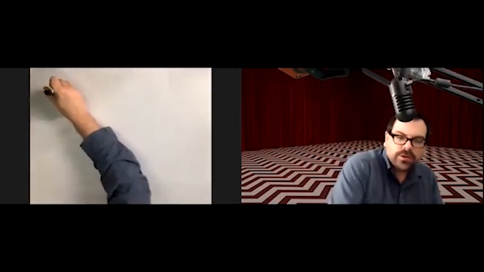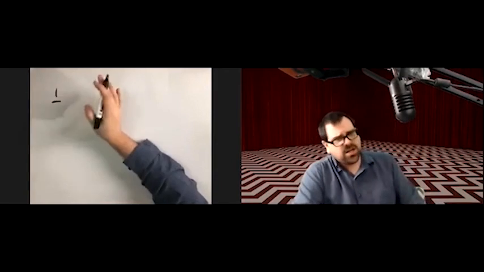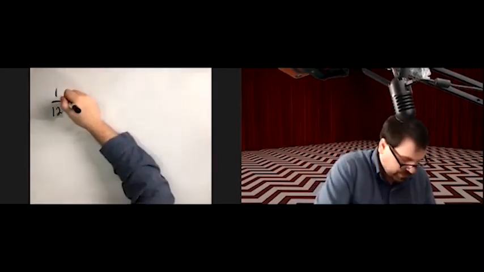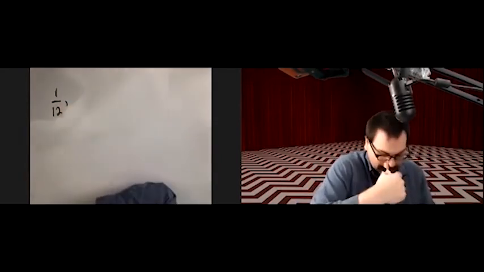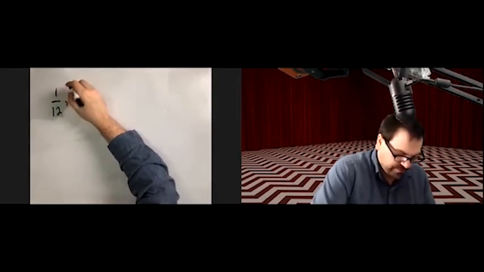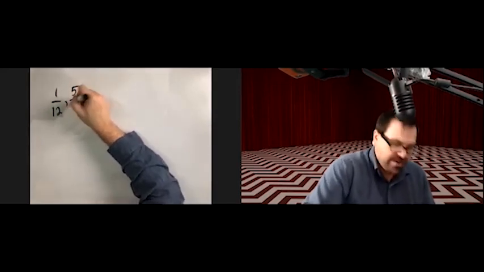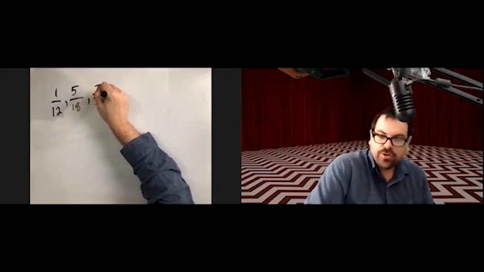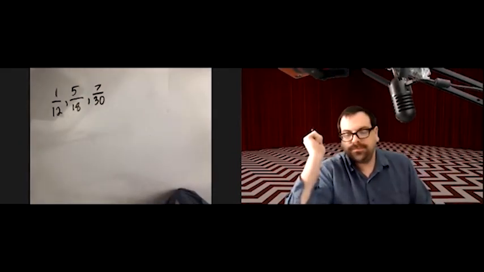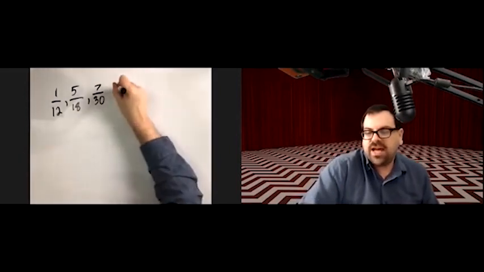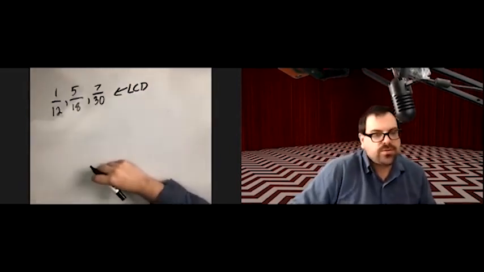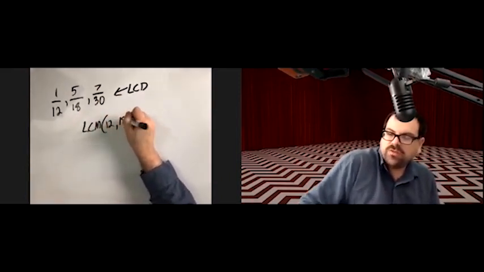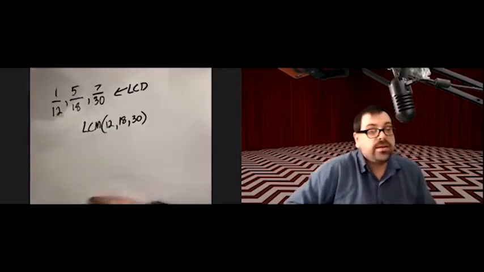Let's do a little bit more work just finding LCD. Let's not add or subtract any of these since we're building up to a bigger problem. Let's find the LCD, least common denominator, of 1/12, 5/18, and 7/30. To find the LCD of those three fractions, we would need the least common multiple of the three denominators of 12, 18, and 30.